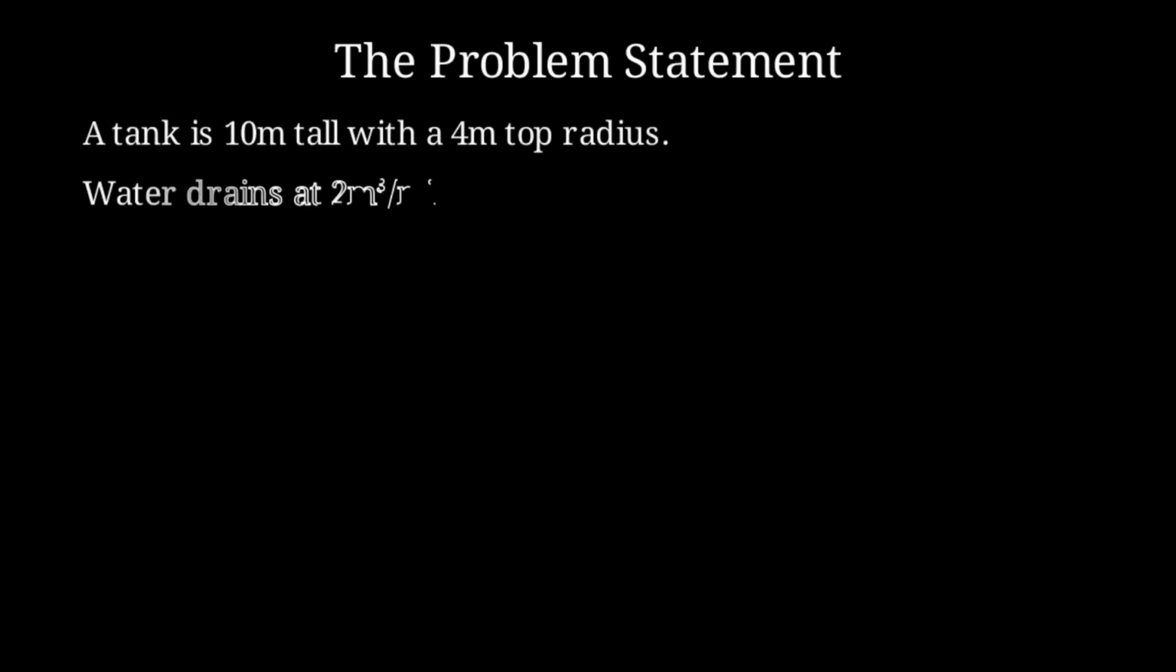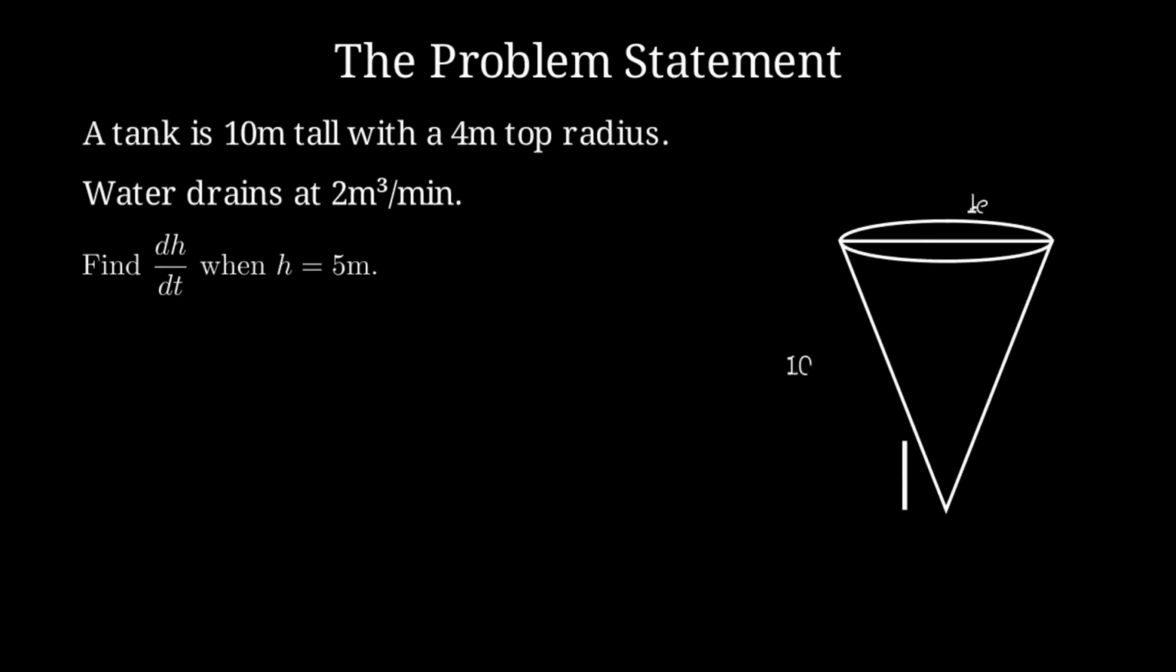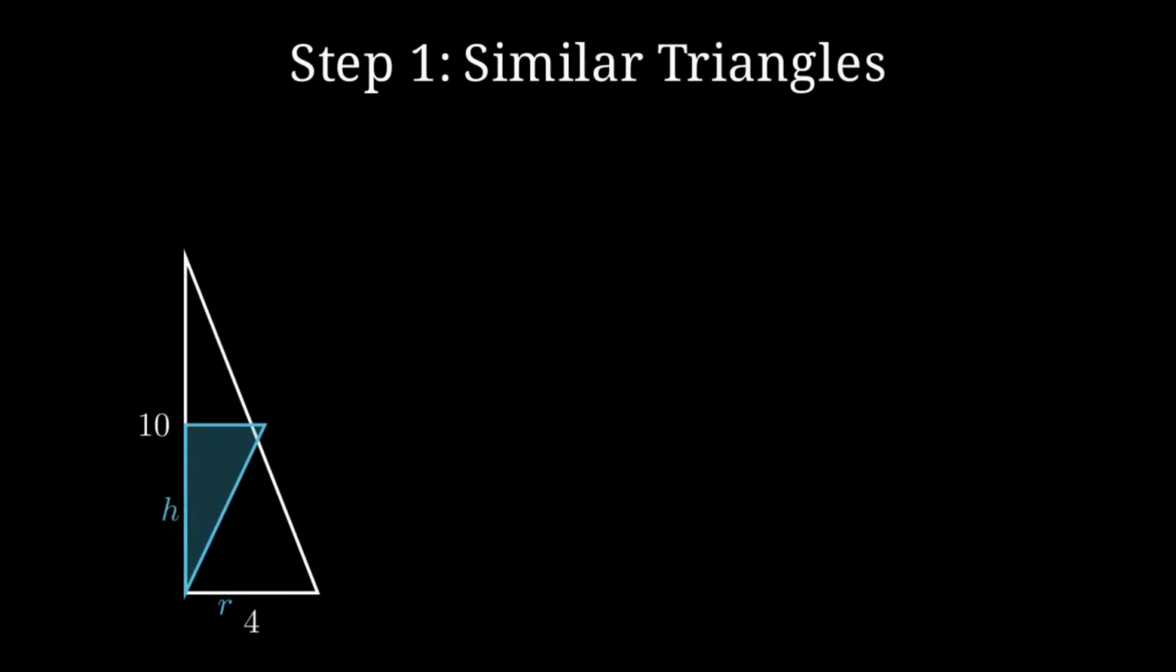Here is our challenge: a conical tank has a height of 10 meters and a top radius of 4 meters. Water is being pumped out at a constant rate of 2 cubic meters per minute. We need to find exactly how fast the water level is dropping at the moment when the water is exactly 5 meters deep. The biggest hurdle in cone problems is having two variables, r and h.